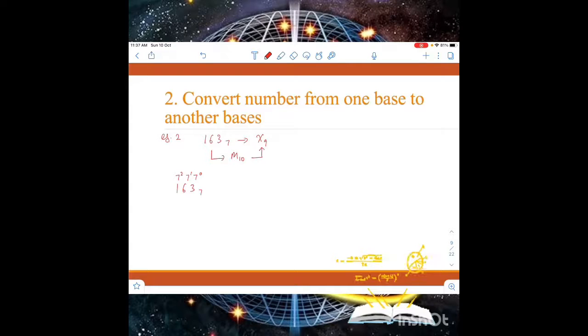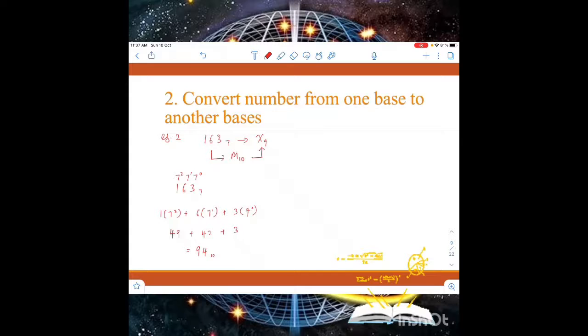So we're going to have 1 multiplied with 7 to the power of 2, plus 6 multiplied with 7 to the power of 1, plus 3 multiplied with 7 to the power of 0. Then we're going to have 49 plus 42 plus 3. Then we're going to have 94. This 94 is the number value for 163 base 7, and it is actually in base 10.